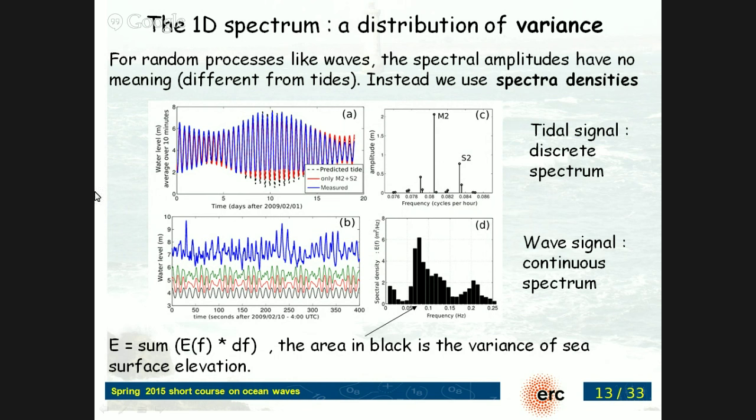For example, if you just take the dominant components on our coast here, it's the M2 and S2 tide, the semi-diurnal moon and sun components. You get the red curve, which is very close to the measurements. And this will be the tidal spectrum, in which you have the amplitudes and a discrete spectrum with energy at only 6 frequencies.